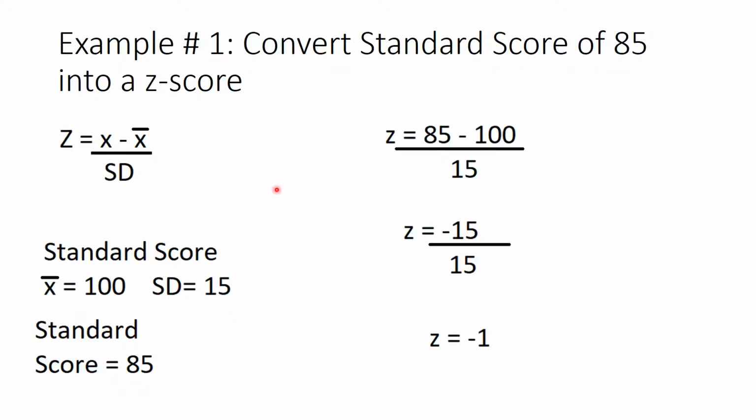Okay, and all we have to do from here is we've just got to solve the rest of the problem. And so 85 minus 100 is going to be negative 15, and negative 15 divided by 15 is going to be negative 1. So our answer is z-score equals negative 1, and there you go. That's how you convert a score into a z-score.